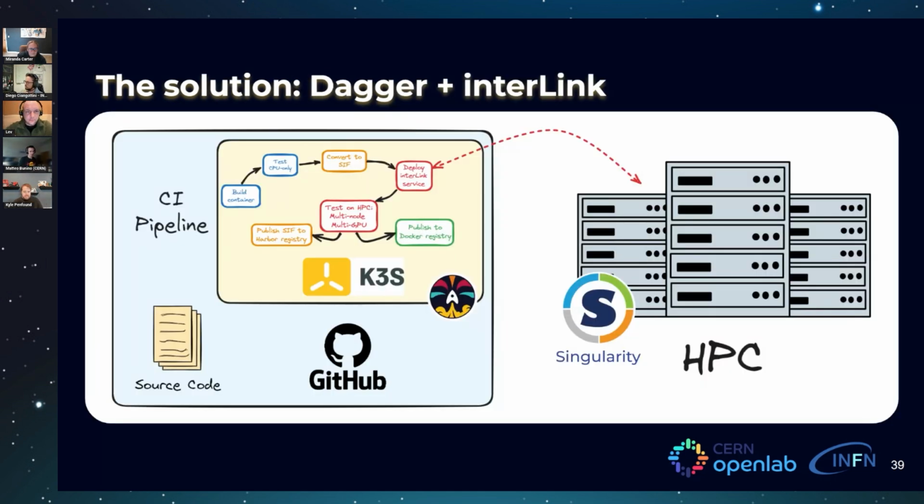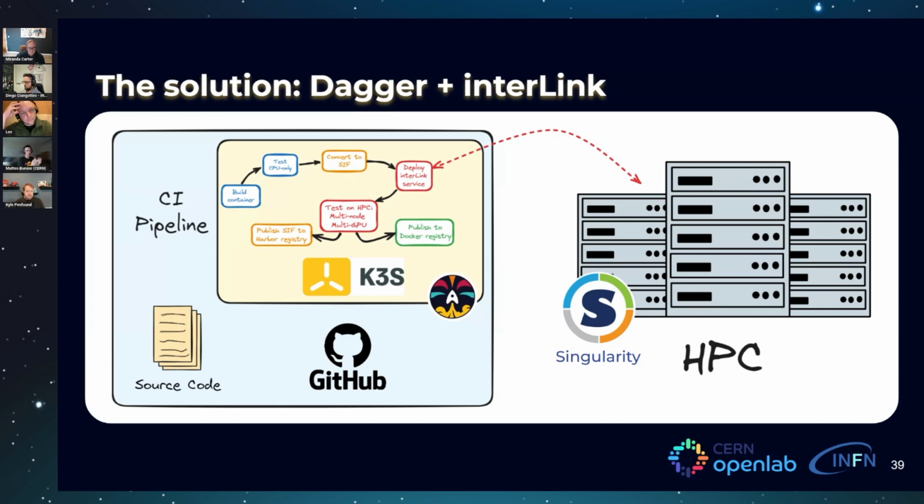So how do we do this? We have a Dagger pipeline which is running on GitHub, and which is deploying an interLink service. I mean, it's deploying a K3S service, on top of which an interLink virtual kubelet is deployed. The containers are built in the Dagger pipeline, which is running in the GitHub Actions space.